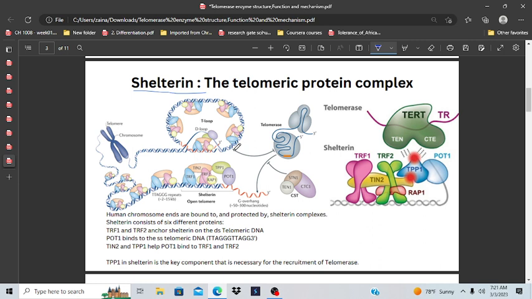the nuclease enzymes. The function of telomerase is also very related to shelterin because for telomerase binding, shelterin is actually needed. Telomerase comes and binds the TPP1 protein, which is in the shelterin.